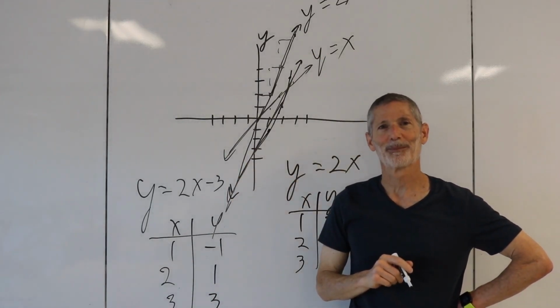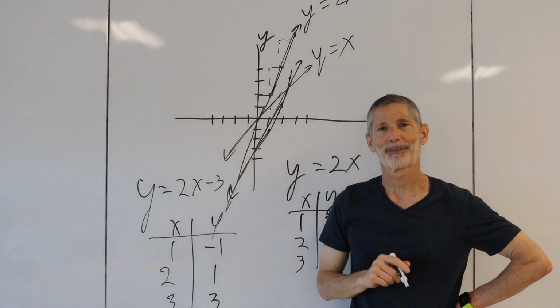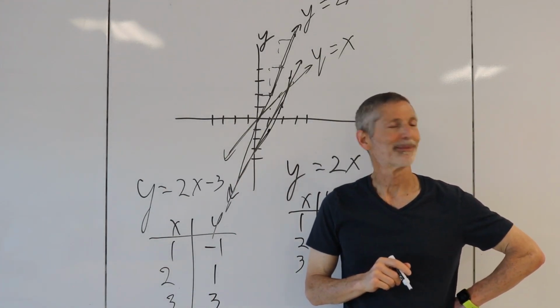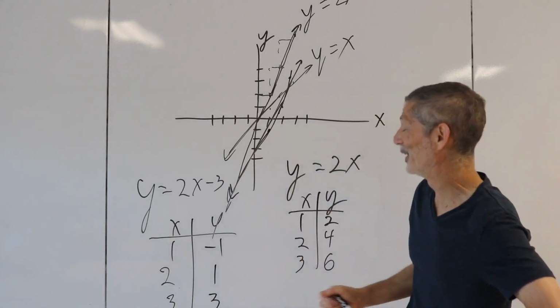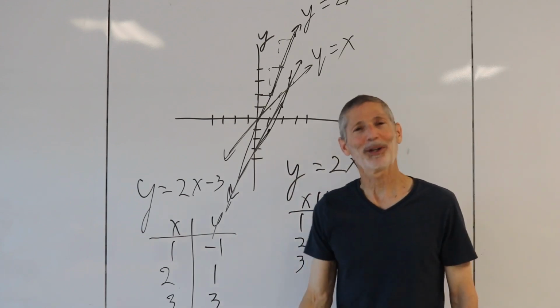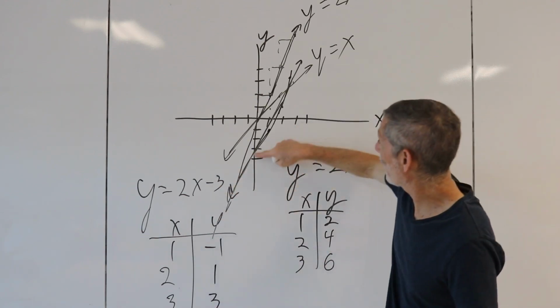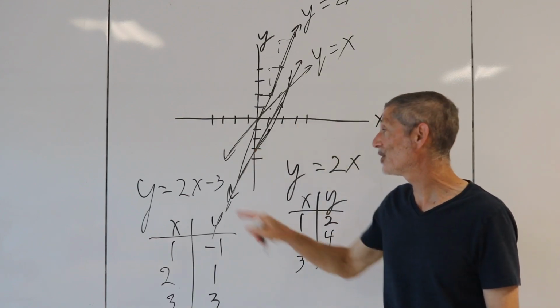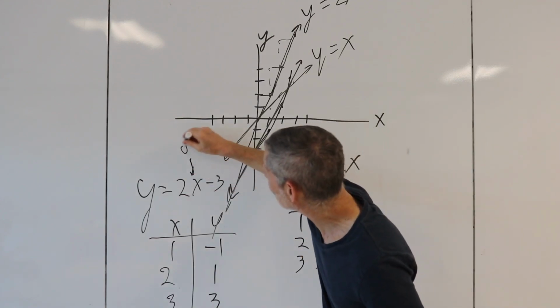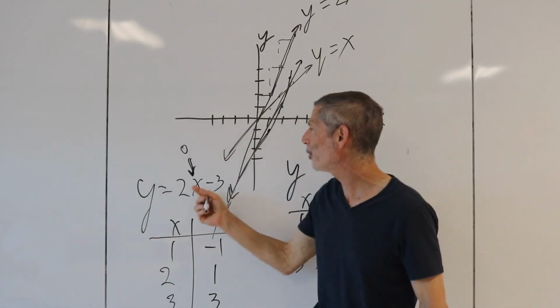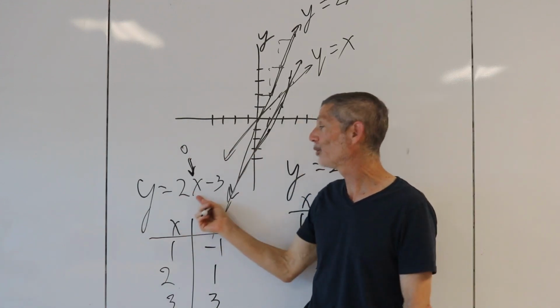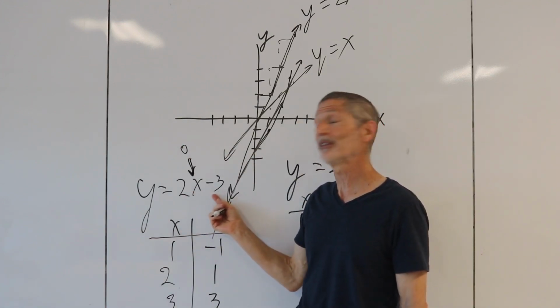We're seeing, though, that minus 3 just shifts the whole function down 3 units. This 3 is my y-intercept. Of course, it's where I cross the y-axis. It's the y value when x is 0. That's supposed to be a little arrow right there. If I put in a 0 for x, 2 times 0 is 0, minus 3 is negative 3.